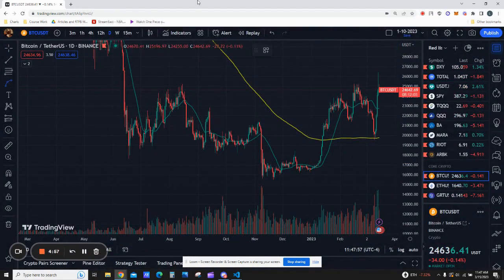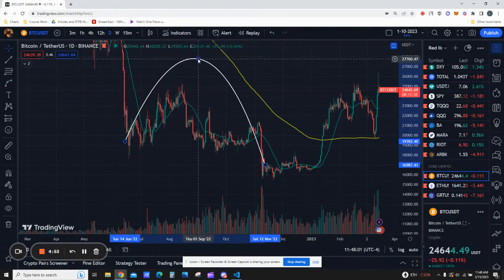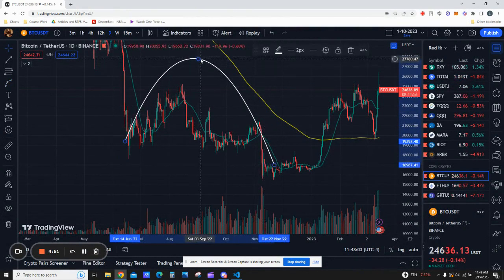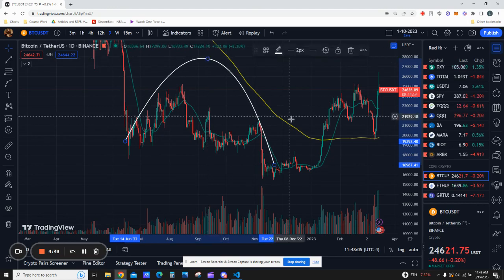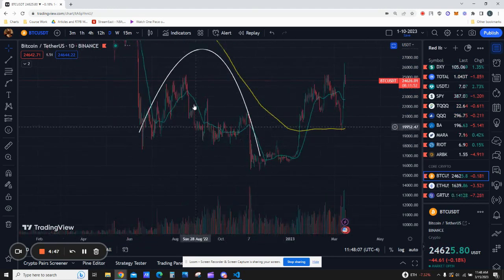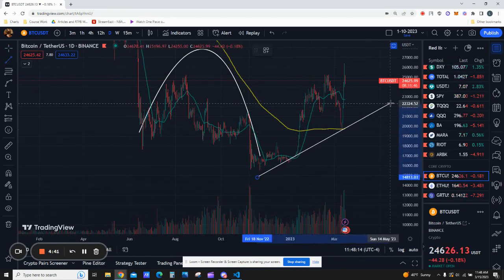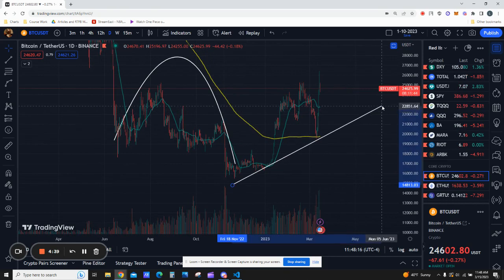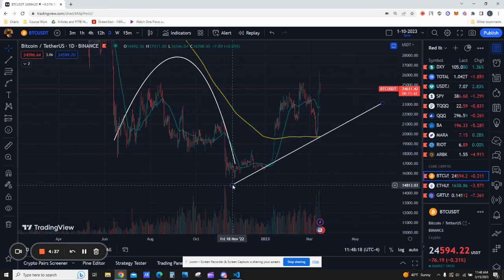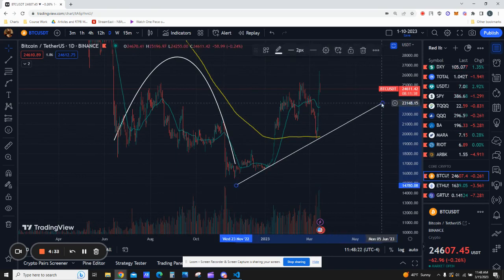So here we are looking at Bitcoin on the 1 day chart, just looking to see for any patterns that I can find. And yesterday I identified this kind of cup and handle pattern. It's not beautiful, but sometimes you're not always going to get a picture perfect pattern. But I actually saw this yesterday.